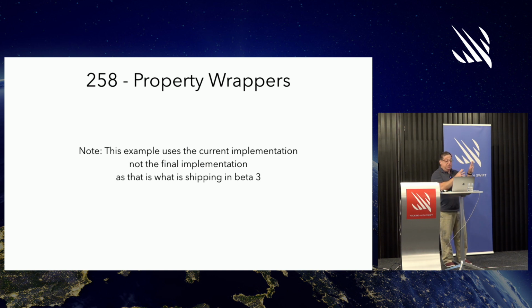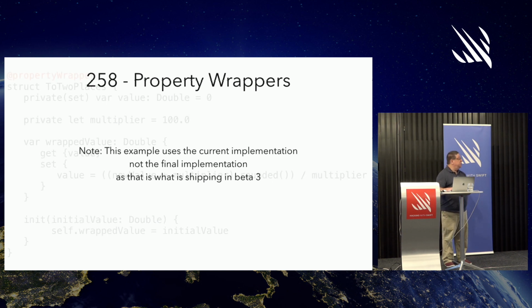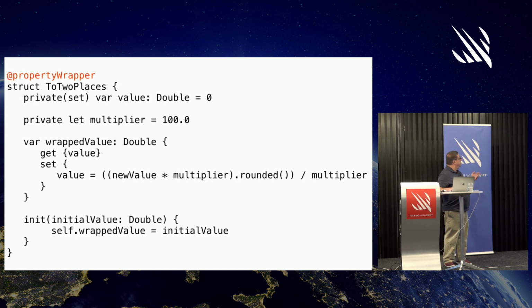So this example uses the current implementation, and it's not the final implementation, it's the one that you have in beta 3, so the details will change, but here's how you create a property wrapper. And so I'm going to create something that rounds the number to 2 places.